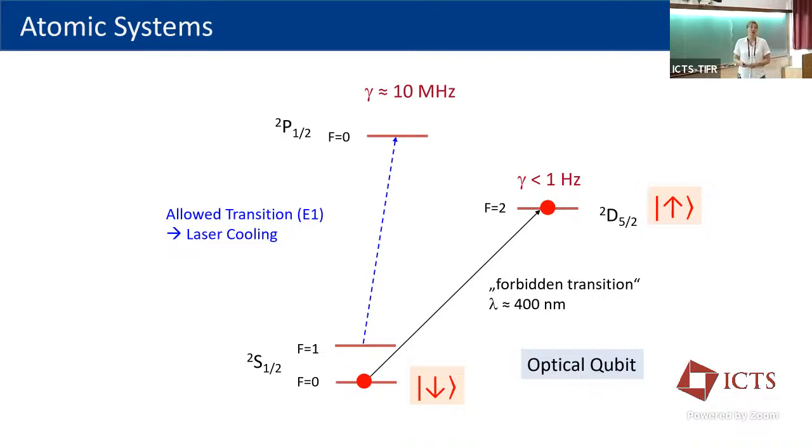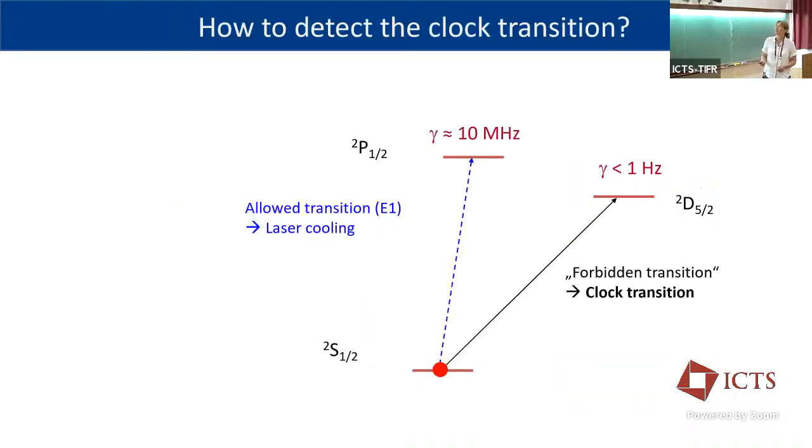Now the question is how you detect the qubit or how you detect the clock transition, because it's such a forbidden transition, such a forbidden quantum jump. This is the next question. So this is very forbidden. How do we detect it?